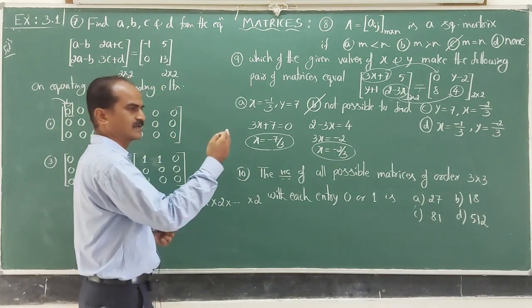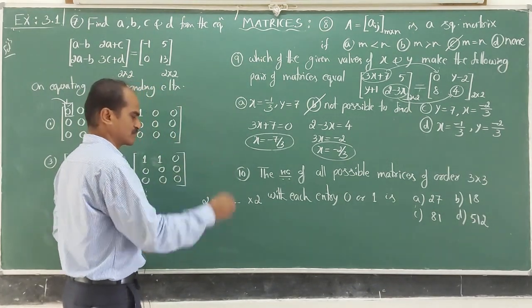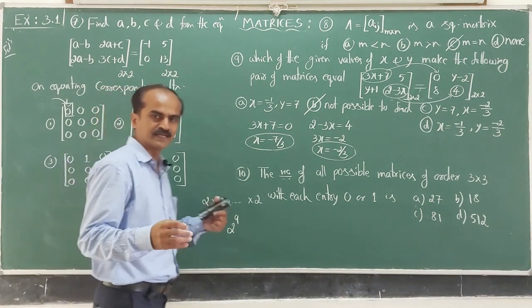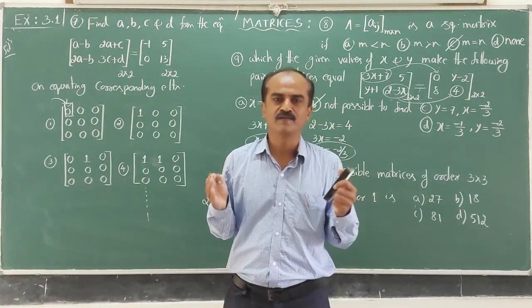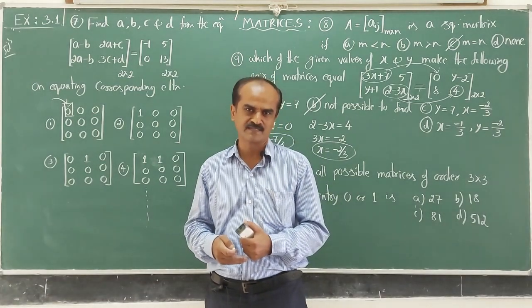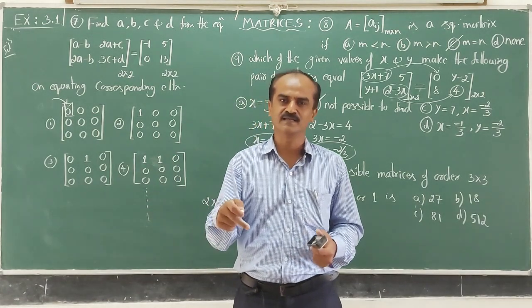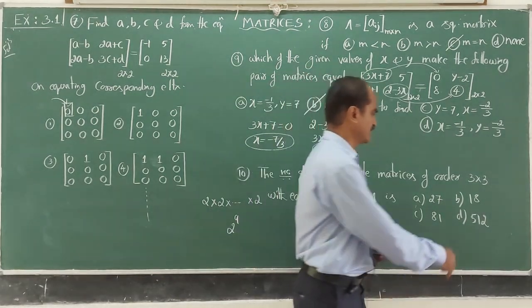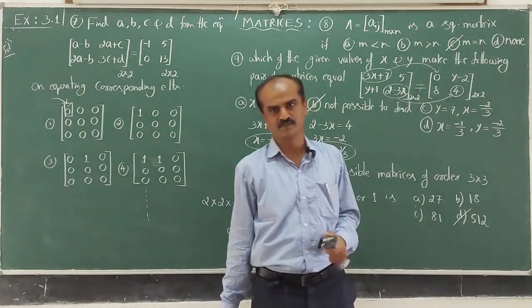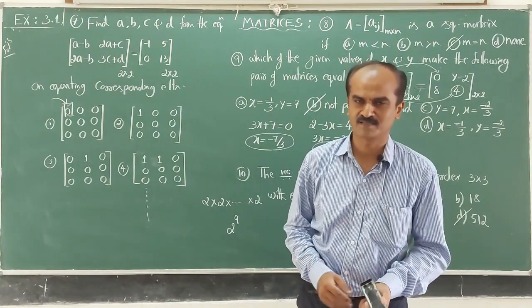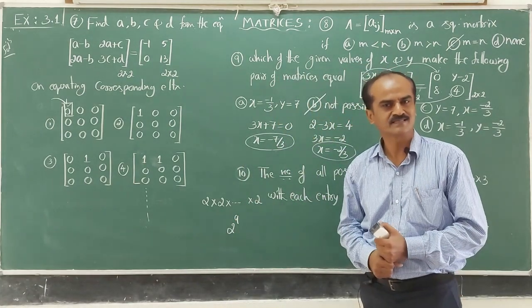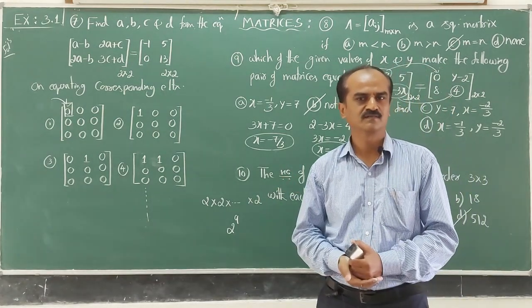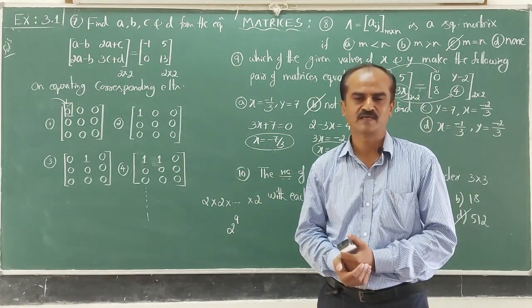Now apply fundamental principle of counting. Multiply all those numbers. You are going to get 2 to the power of 9. Means there exist 2 to the power of 9 number of 3 by 3 matrices whose each entry either will be 0 or 1. How much is 2 to the power of 9? It is 512. So with this, the examples in exercise 3.1 are completed. I hope all the examples are followed. They are very simple questions.